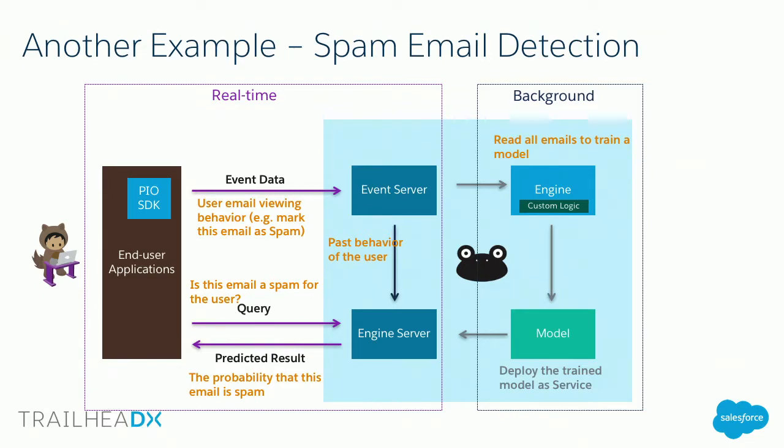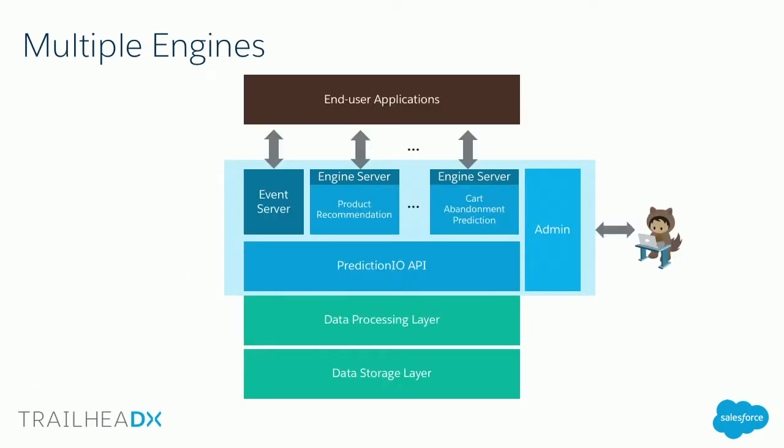And then you can also deploy the engine server. The query, instead of asking for a recommendation, is asking whether this email is spam or not. And the predicted result is the probability of whether this email is spam. So as you can see, PredictionIO can easily support multiple use cases using the same framework. That's the idea of PredictionIO.